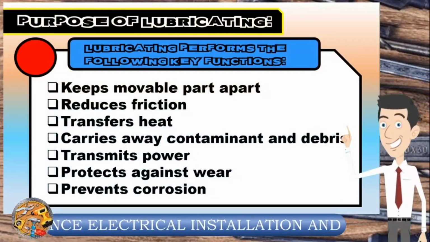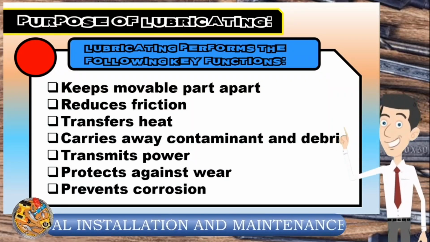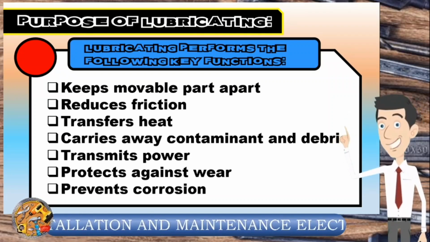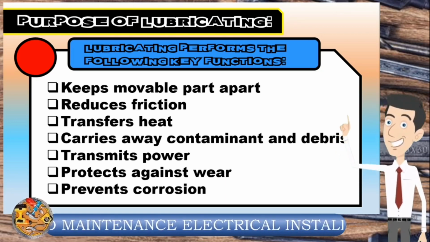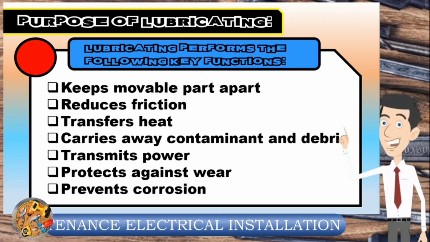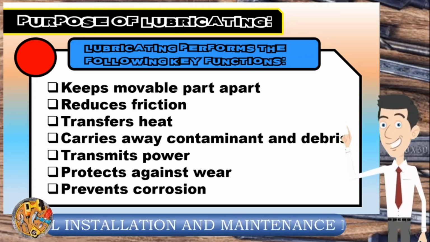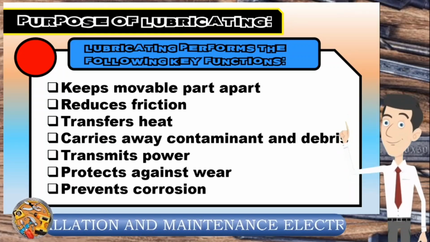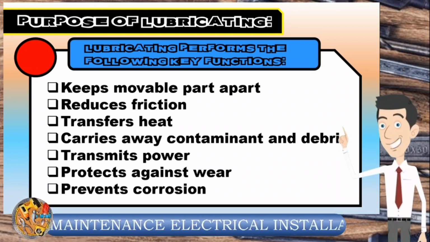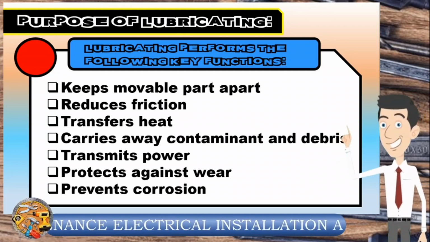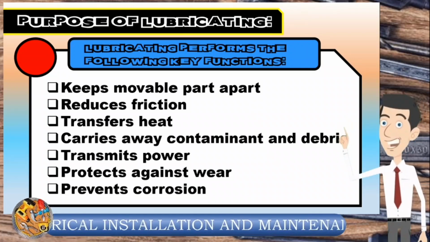Now, let's talk about the purpose of lubricating. Lubricating performs the following key functions. We have first, keep movable parts apart. Reduce friction for number 2. And we have the third, transfer heat. And number 4, carries away contaminant and debris. We have transmit power for number 5. We have protect against wear. And we have prevent corrosion. Those are the key functions lubricating performs.